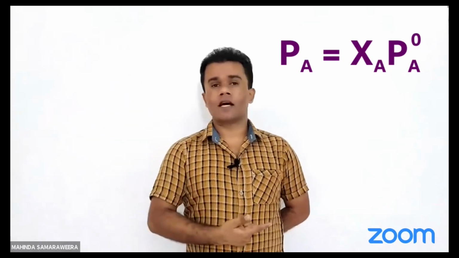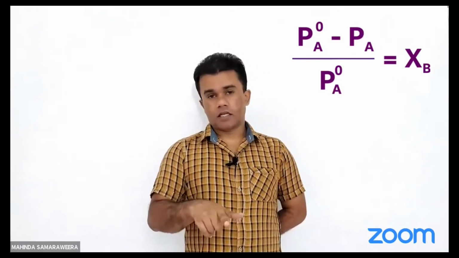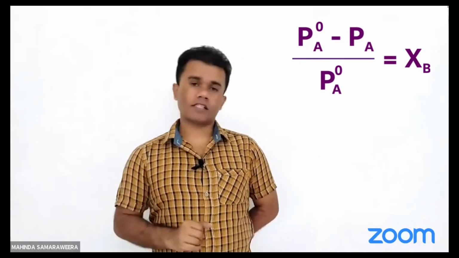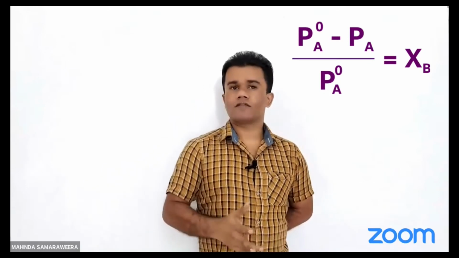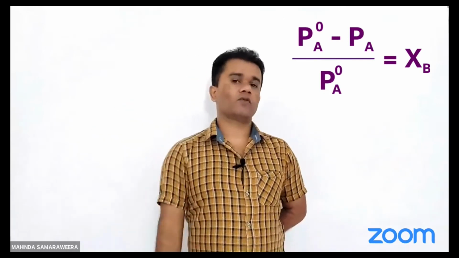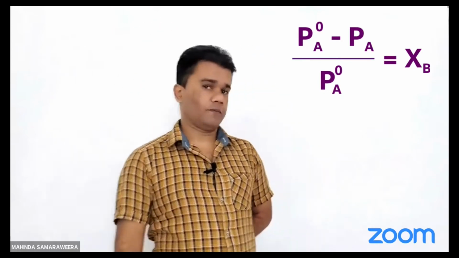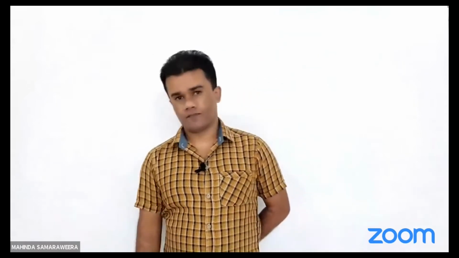At the end of that class, I explained an alternative way for Raoult's law. It says that the relative vapor pressure lowering of a component is equal to the mole fraction of the other component. Relative vapor pressure lowering is found once you introduce another liquid to the main liquid. In that case, vapor pressure lowering is there, I told you. Since vapor pressure lowering is there, we can consider relative vapor pressure lowering, which is equal to the mole fraction of the other component in the liquid phase.